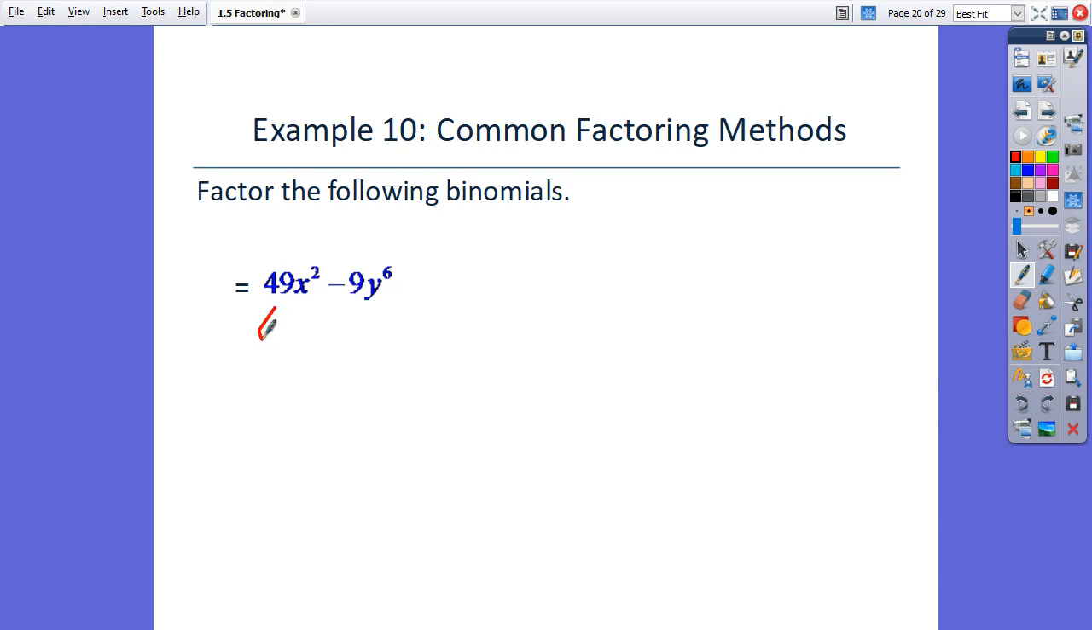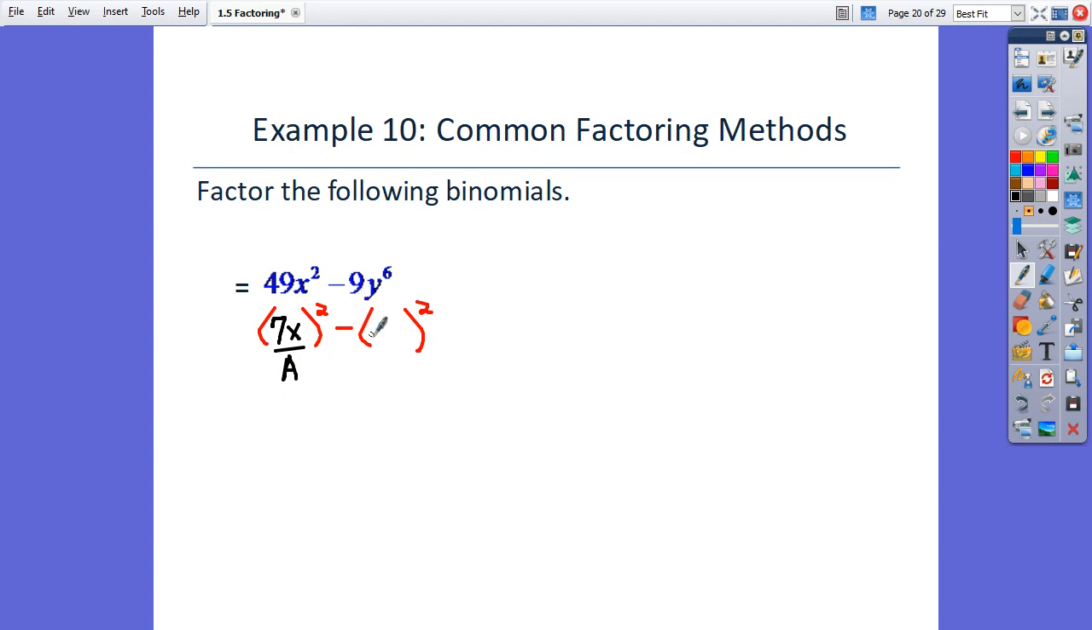So I'm going to use a template. And if you're already like, I got it, I know what my A and B are, then just skip ahead in the video. What we want to do is figure out what is our A and what is our B value. So what squared gives me 49 is 7, and what squared gives me x squared is x. So now I know what my A value is in my formula.